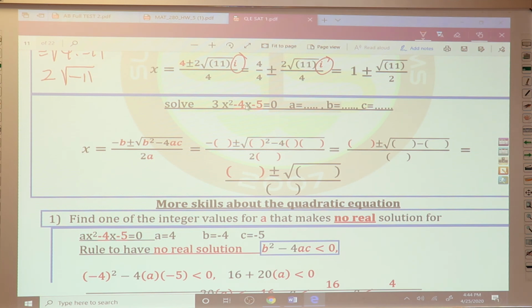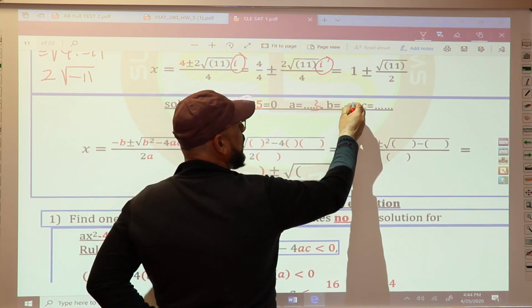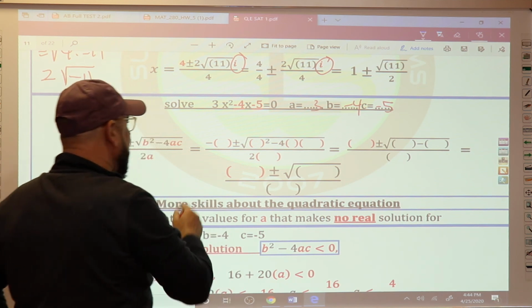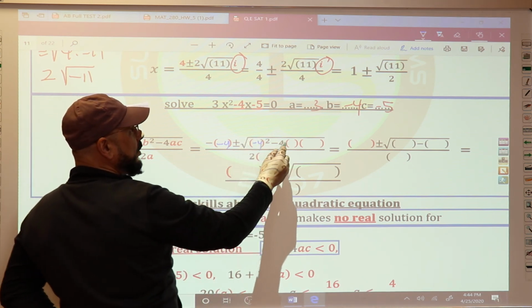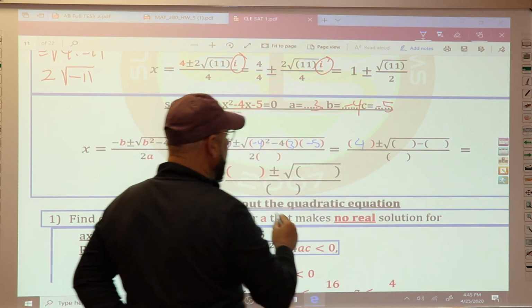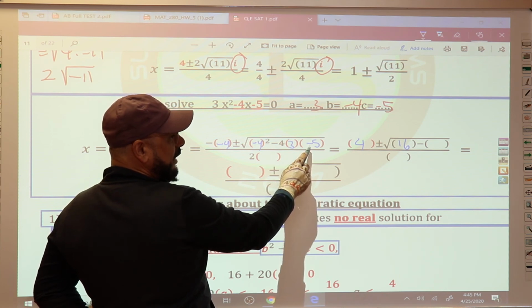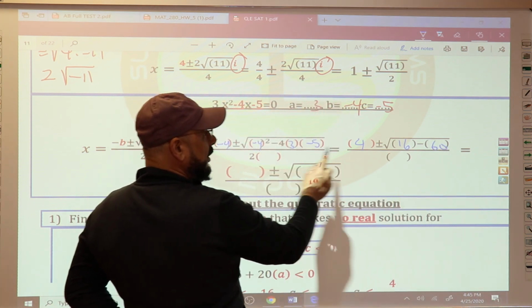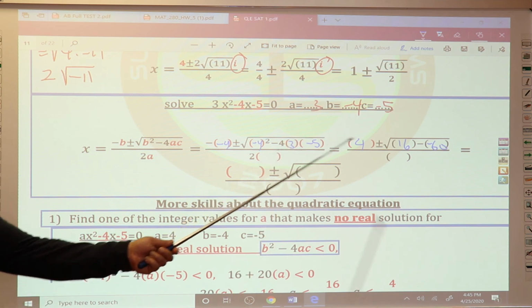One more example. a is 3, b is negative 4, c is negative 5. Let us use our formula: negative b, which is negative negative 4, plus or minus the square root of negative 4 squared, which is 16, minus 4 times 3 times negative 5. 4 times 3 is 12, times negative 5 is negative 60.